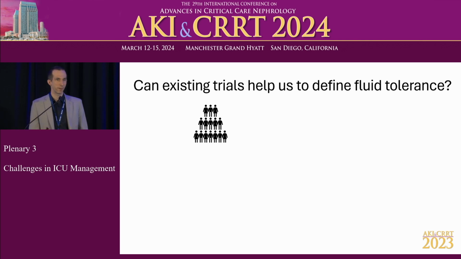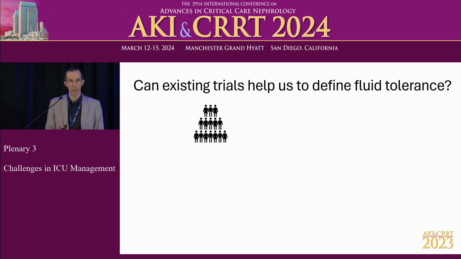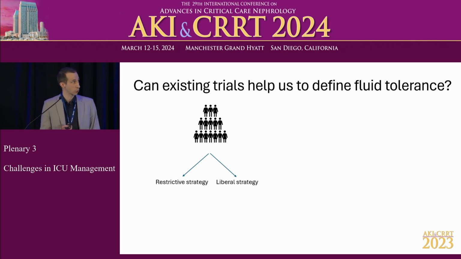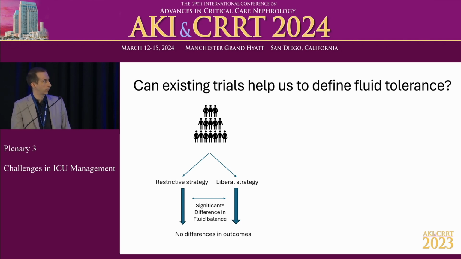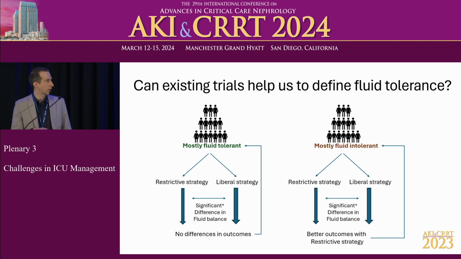So how do we define objectively fluid tolerance and fluid intolerance? I would argue that the only way to do this is to test it in a randomized controlled trial, and that's kind of what we do when we test a restrictive versus a liberal fluid balance strategy. Because then if we obtain a difference in cumulative fluid balance, and if there is no difference in outcome, then we can infer that within this population, people are mostly fluid tolerant.